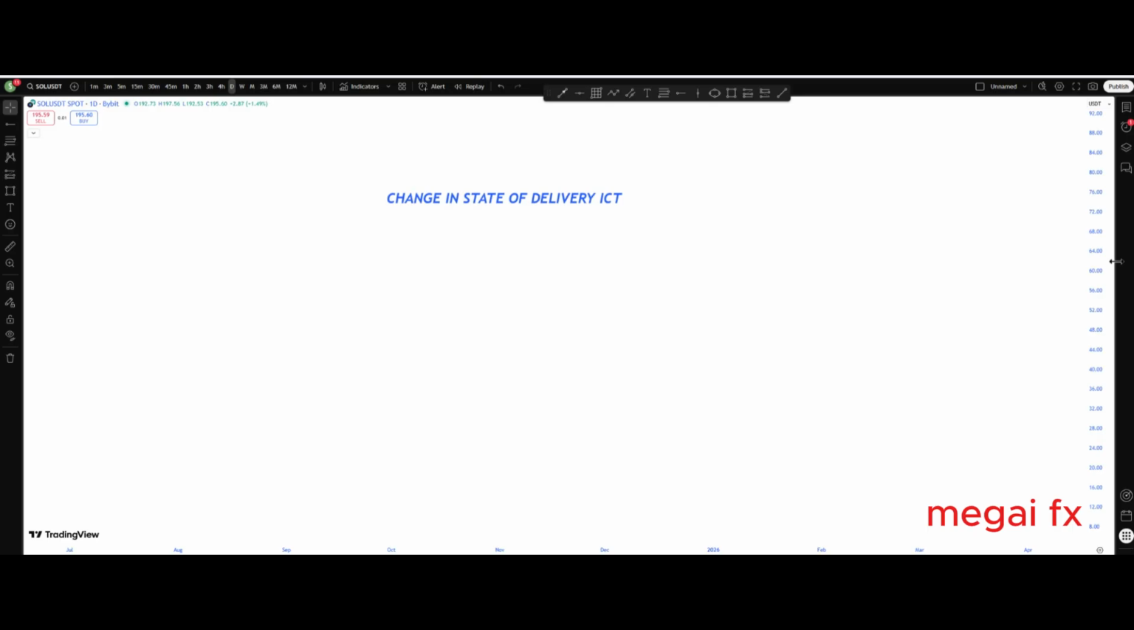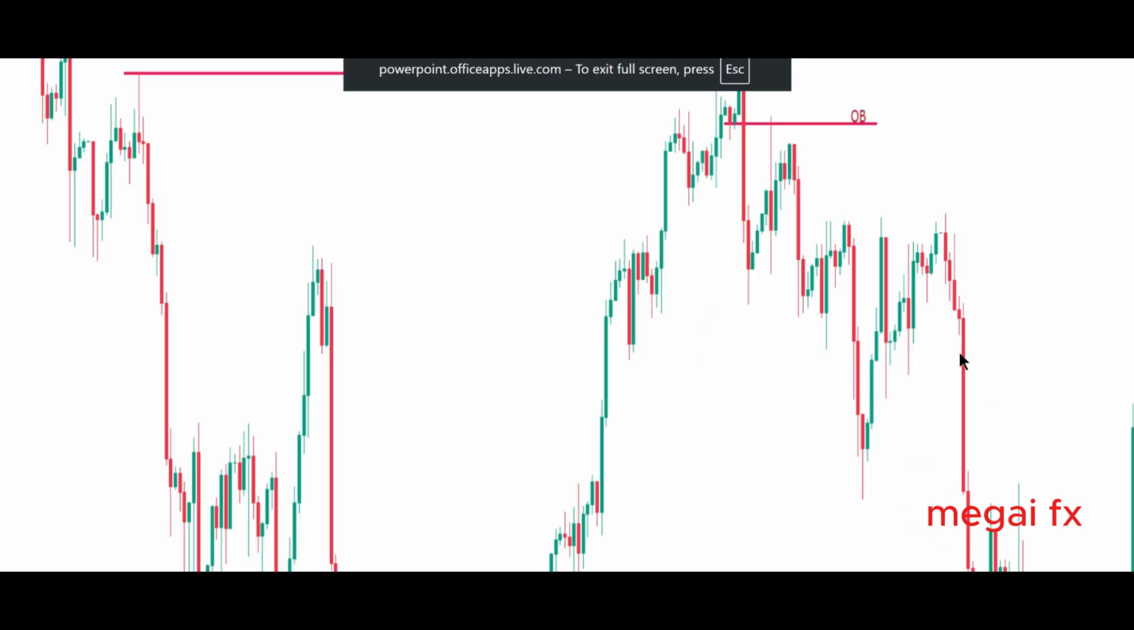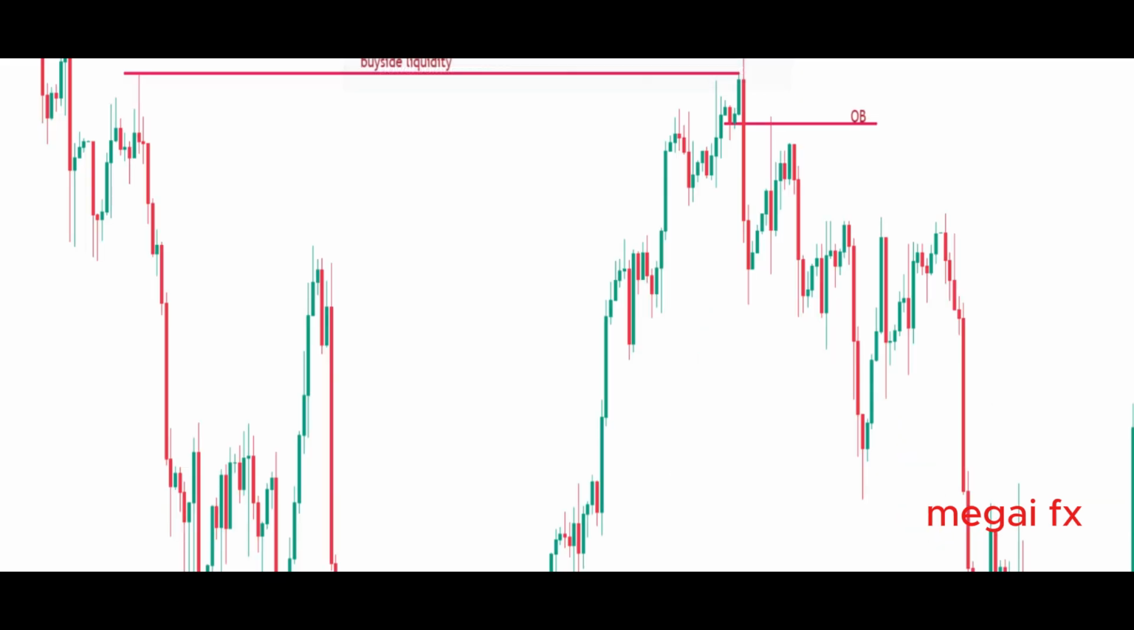Let's first of all head over to the PDF to see what change in state of delivery is. Okay, I want you to take a look at this diagram. What is change in state of delivery? Change in state of delivery is when price moves from bearish to bullish or from bullish to bearish. You understand? So take a look at this diagram.